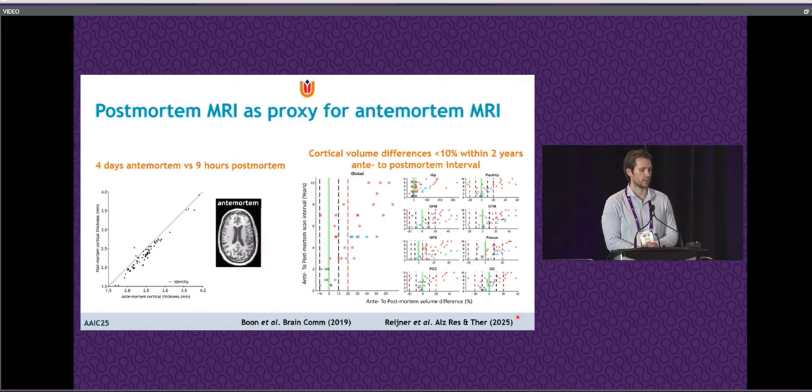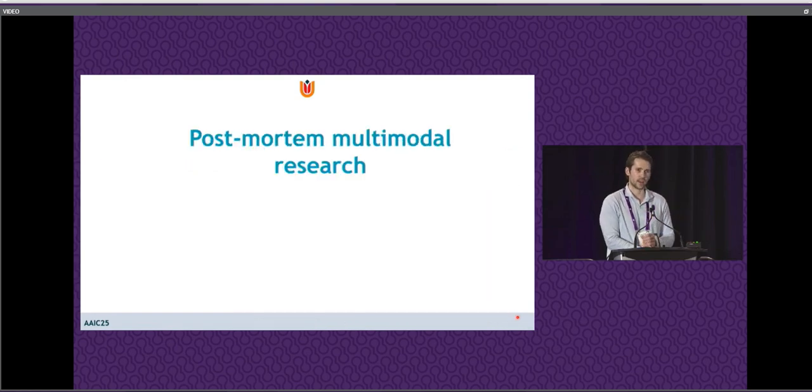And then in another study, we looked at cortical volume differences from antemortem to post-mortem. And we saw that within an antemortem to post-mortem interval of 2 years, this cortical volume difference remains under 10%, so quite a good proxy still. And then I want to talk to you about what we do with this research.